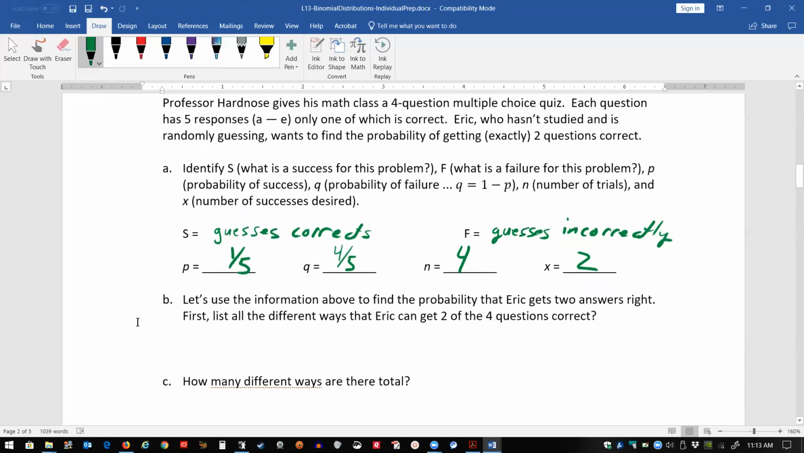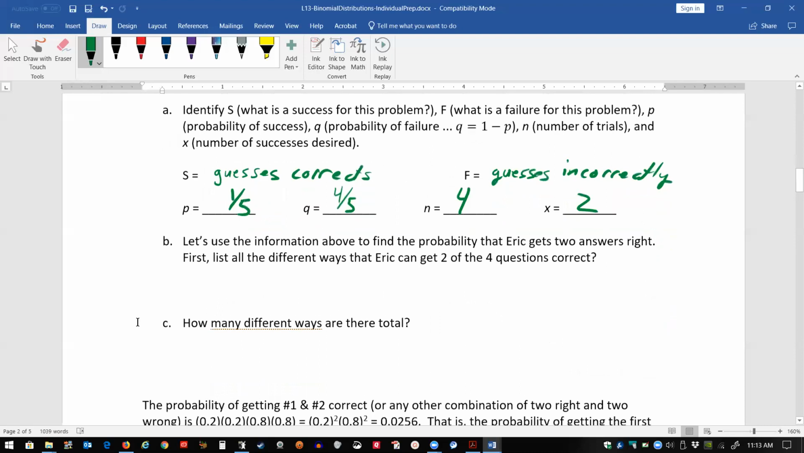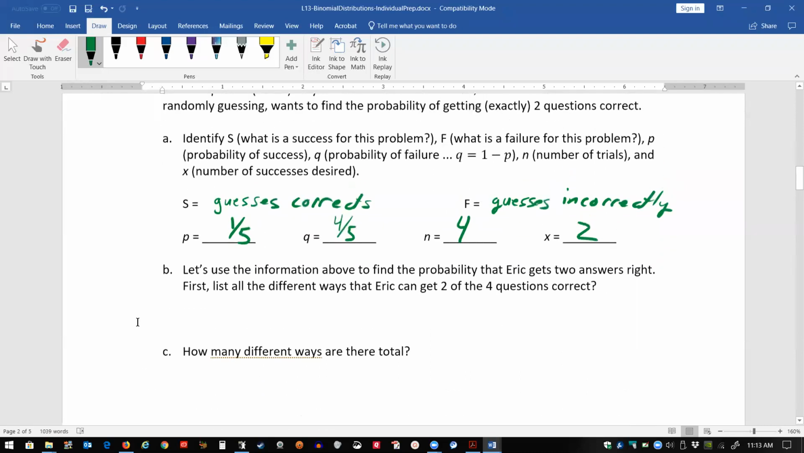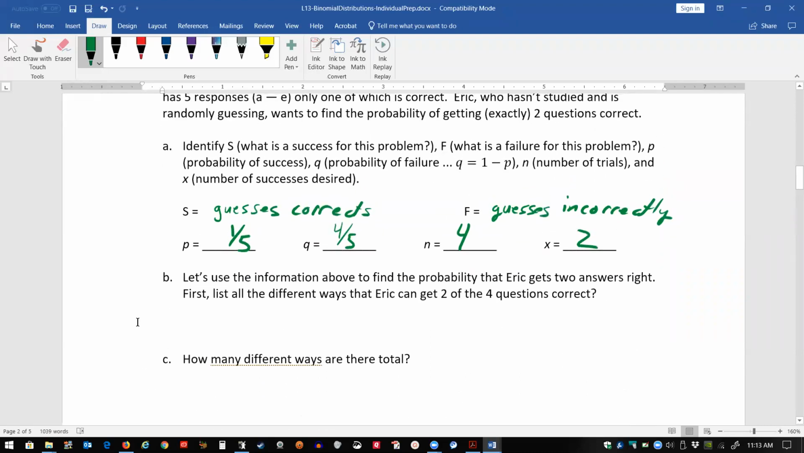Well, we'll do it, of course, the hard way first. Okay, so on B, let's list all of the possible ways that Eric could get 2 questions correct. Well, he could get the first 2 questions right, successes on those, but fail to get the next 2 questions right. That's one possible scenario. He could get the first and the third question right. Right? He could get the first and the fourth question right.